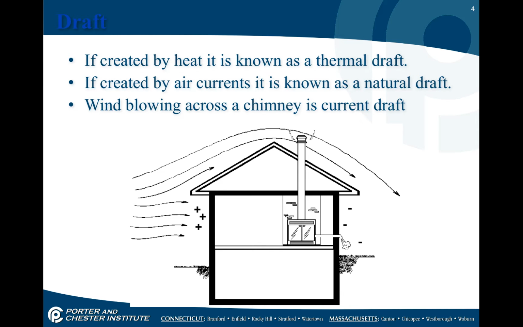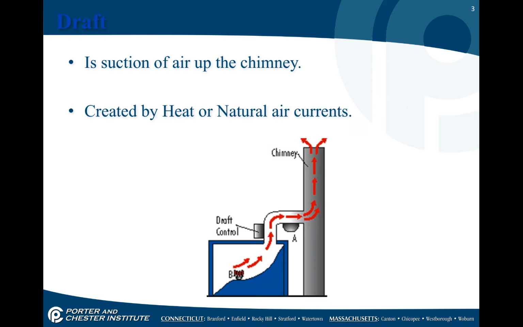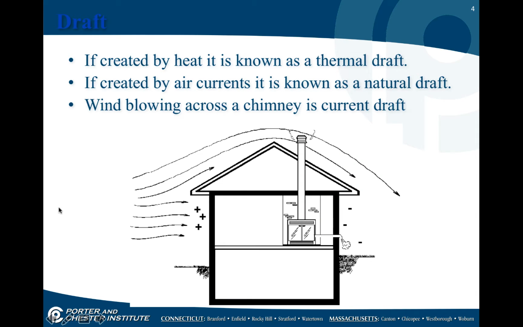So draft that is created by heat is known as thermal draft. Again, back on this picture here, I have a burner inside a furnace. I'm creating the draft by the heat. That's known as thermal draft. If it's created by air patterns or air currents, it's natural draft. So the air currents hitting the side of the house and moving air in and out of the house, that's natural draft. Wind blowing across a chimney, so across this top of the chimney, that's called current draft.